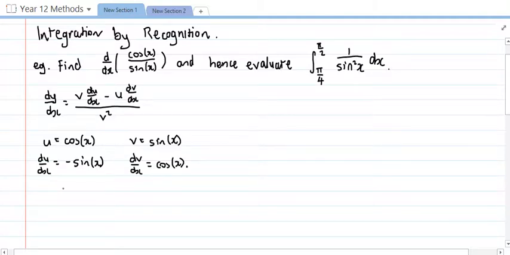The next thing is I need to sub these back into the rule. So I've got v times du/dx, so it's sin x times negative sin x, which is negative sin squared x, minus u times dv/dx, which is minus cos squared x. And that's all divided by v squared, which is sin squared x.